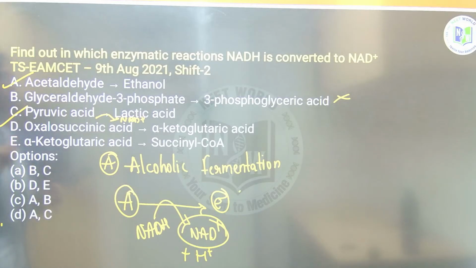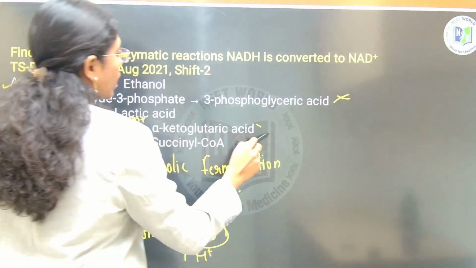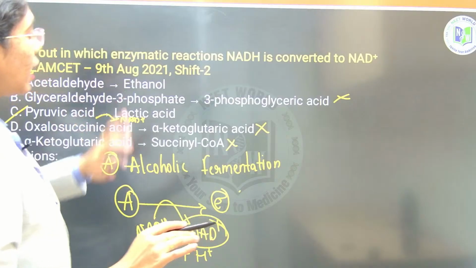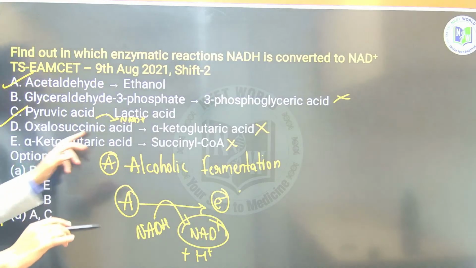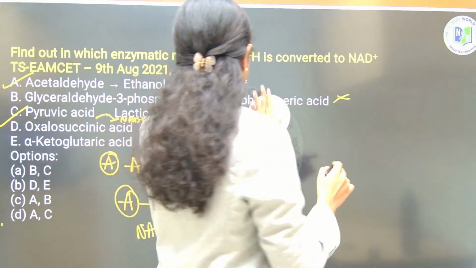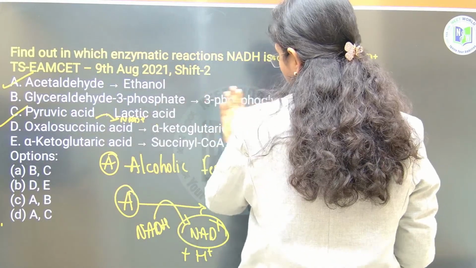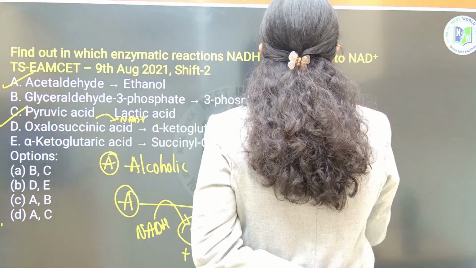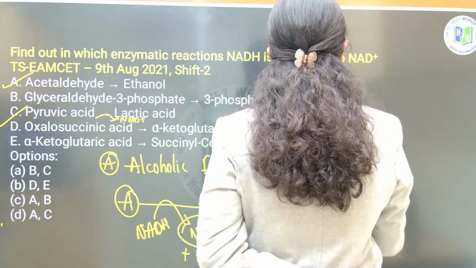OAA to alpha ketoglutarate, no. Alpha ketoglutarate to succinyl CoA, no. At these steps also NADH is not converted, rather NADH is synthesized in these two steps in TCA cycle, where this gives out the NADH.